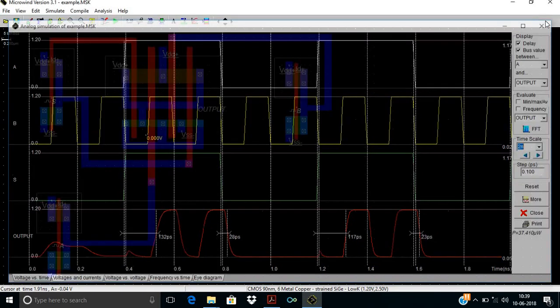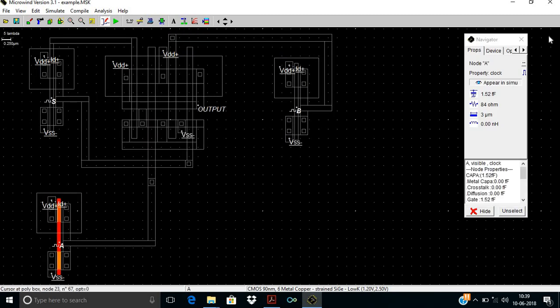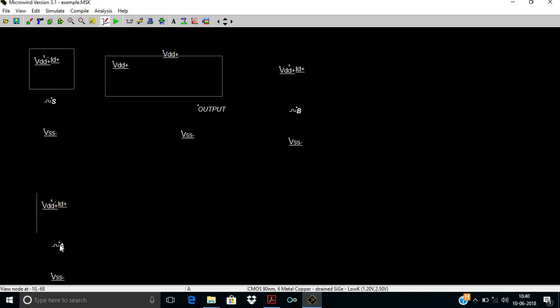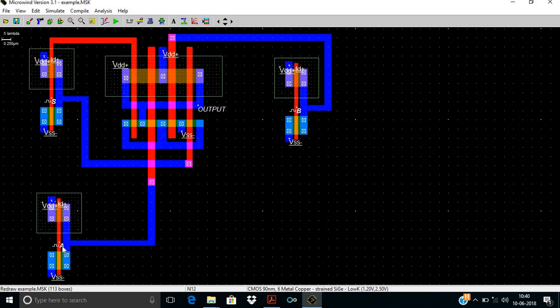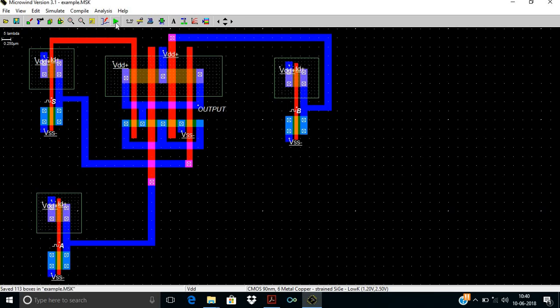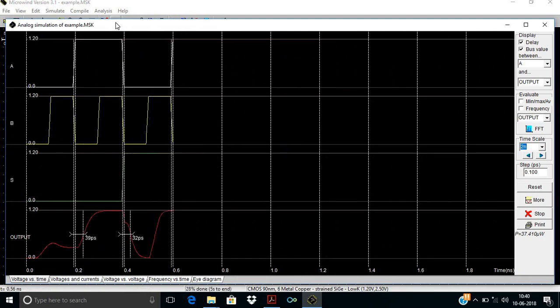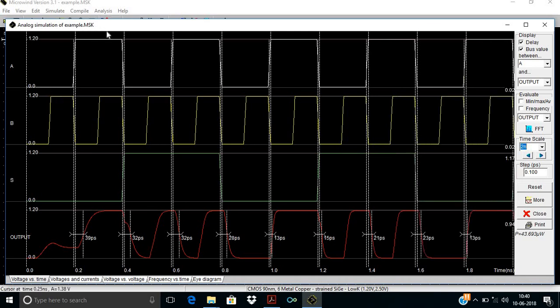Again you can make A somewhat faster compared to B, then you will again get a variation in the output. Again you can see the change in output. Now when the select line is 0, it follows A, 0 and 1. When the select line is 1, it follows B, 0 1 0 1 0 1 0 1. Again when the select line is 0, it follows A, 0 1. In this way it will act as a multiplexer.